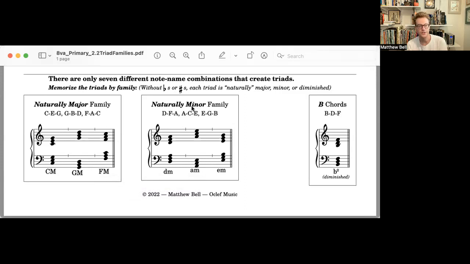Now, the second thing is there's a naturally minor family, which is three more of the basic triads. So there's the D triad, so the D F A. And there is the A triad, so A C E. And the E minor triad, so E G B.